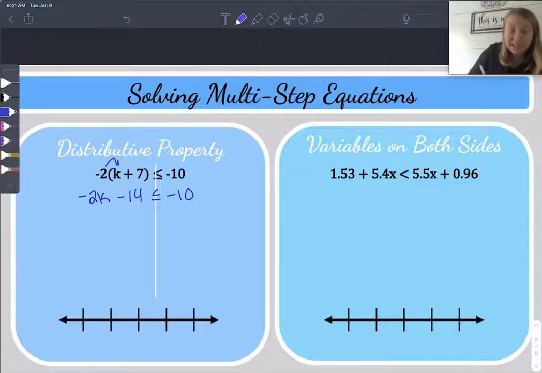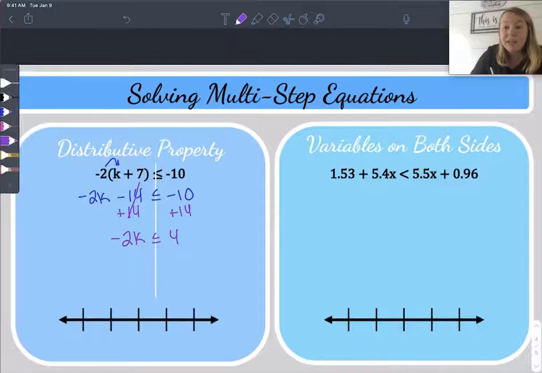We do not have any like terms here, so I'm going to move on to adding and subtracting. I'm going to add 14 on both sides, and we're left with -2k is less than or equal to +4. The last step here is to divide. So I'm going to divide everything by -2. My -2 cancel, and if you remember, when we're dividing by a negative, we have to flip our sign. So I'm going to get k is greater than or equal to 4 divided by -2 is -2.